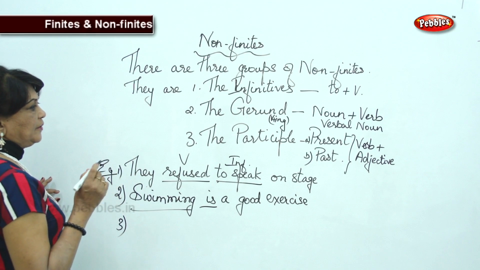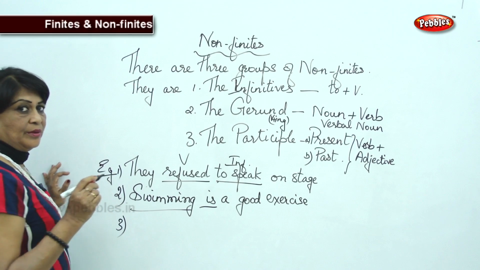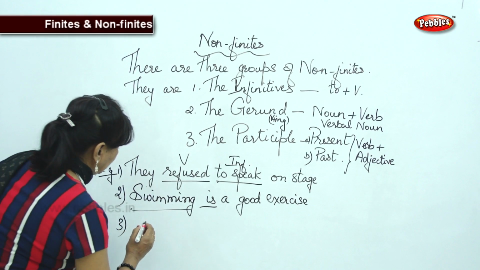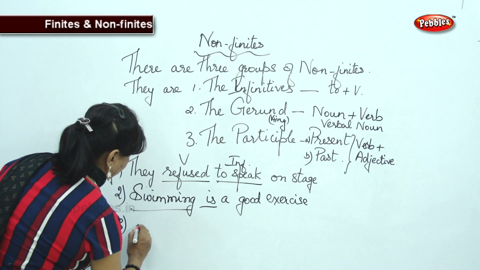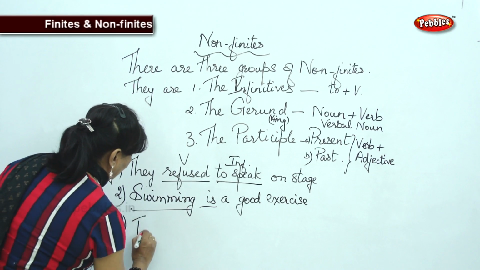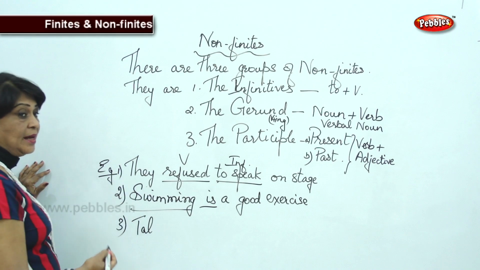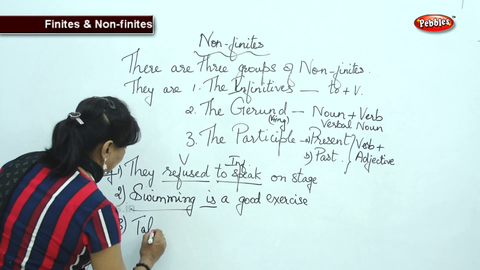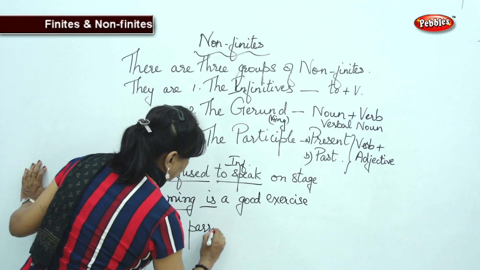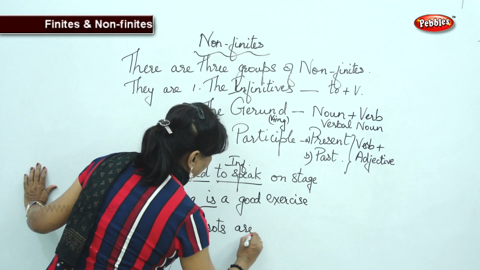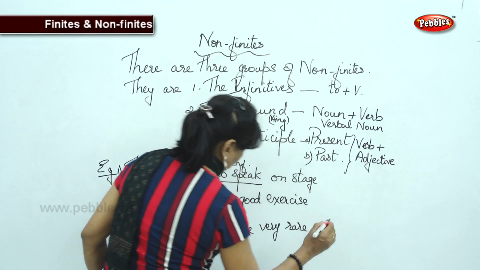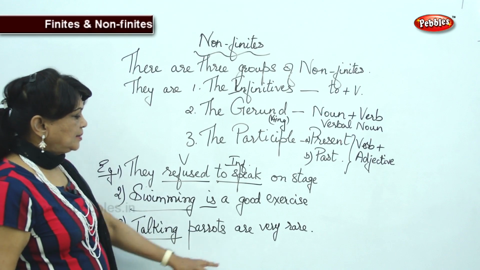Participle, both, it is a verbal adjective. Now it can be the present participle or the past participle. We can just say it is an adjective. So I can use it as, okay. Even "ing" verbs can be used as a participle, present participle. Talking parrots are very rare.